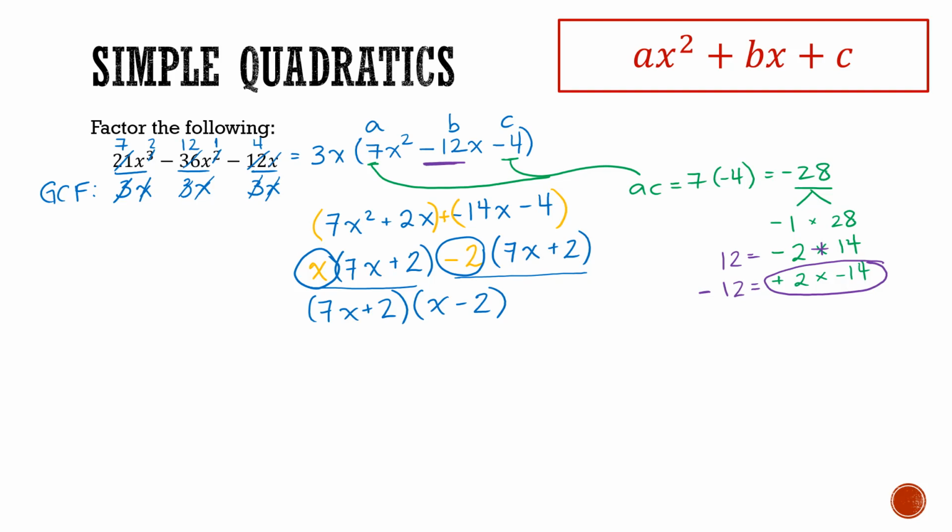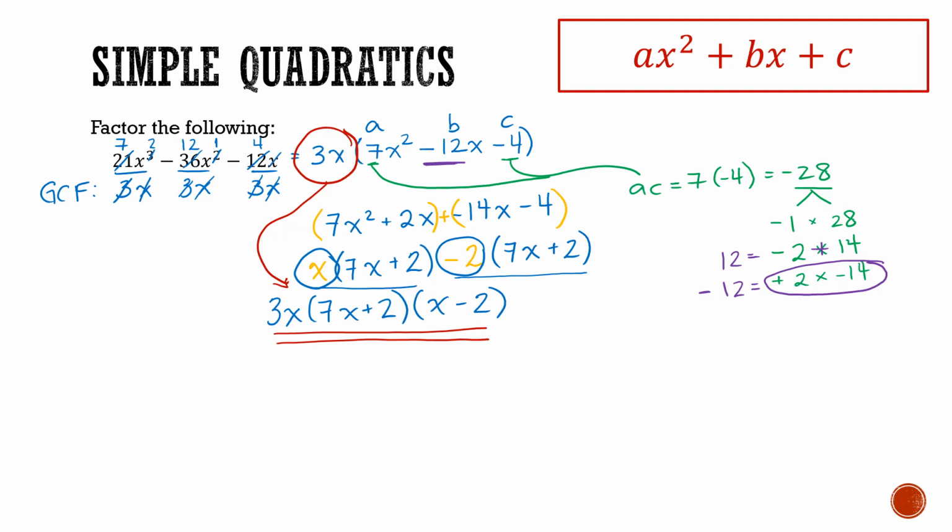Now I'm almost done, but not quite. I can't forget the 3x that I've been ignoring all this time. So bringing this all together for my final answer, I've got 3x times 7x plus 2 times x minus 2.